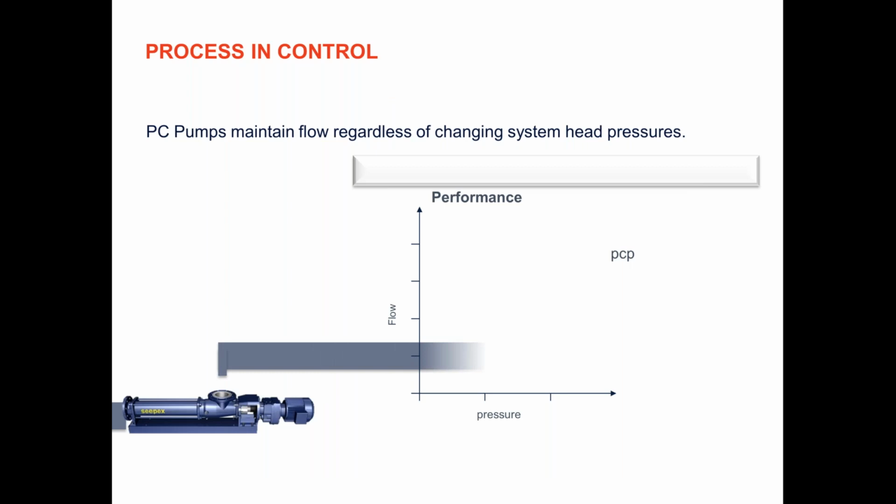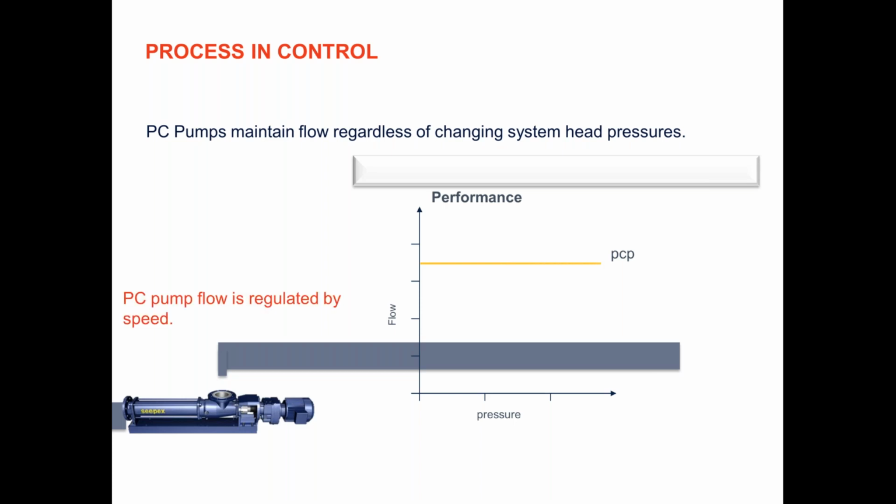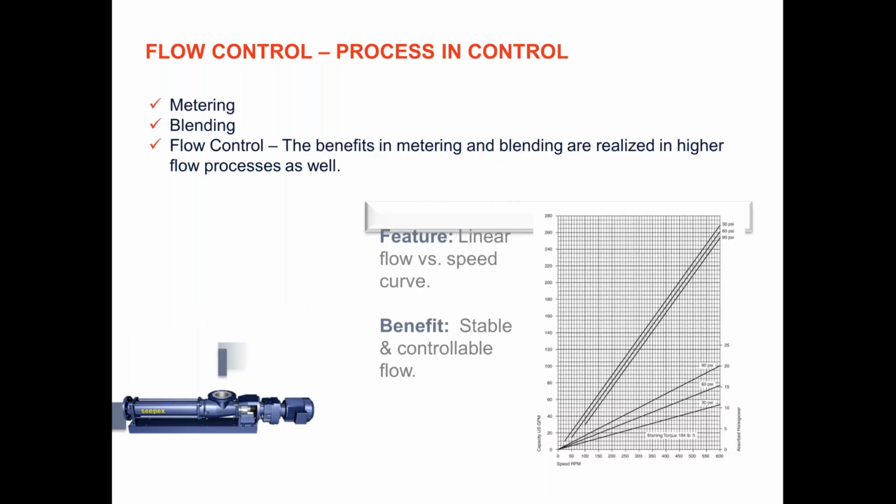So as we discussed before, why are these pumps great for chemical metering? Well, if there is any sort of changes in the system due to pressure or viscosity, the progressive cavity pump will still meter very accurately. It is a linear curve. This is key for any sort of metering, blending, and flow control.